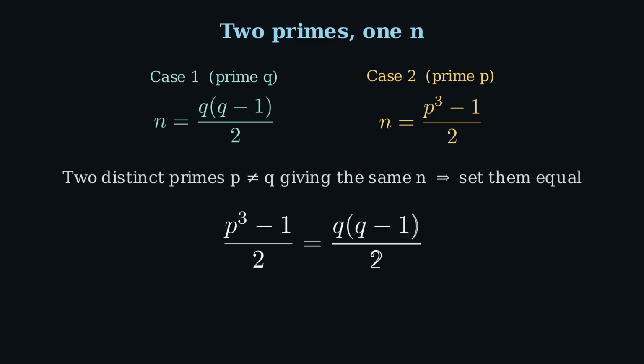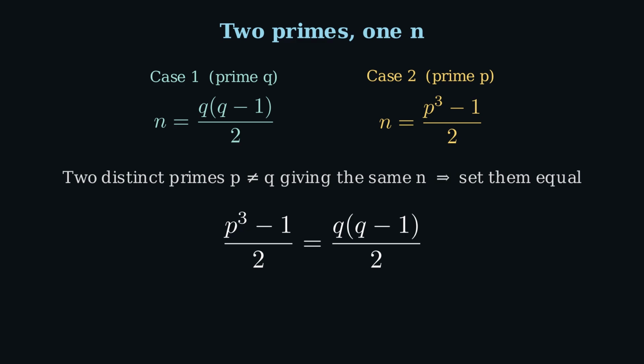So if we call our primes p and q, then what that means is we want p cubed minus 1 over 2 to equal q times q minus 1 over 2. So if we find 2 primes p and q which satisfy this Diophantine equation, then we've solved our problem. And we'll see that there's only one pair of primes that satisfies this, which is why we get one n from those primes, which is why there's only one n that has that.